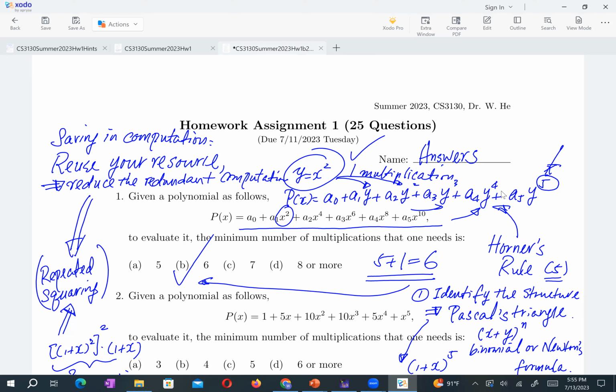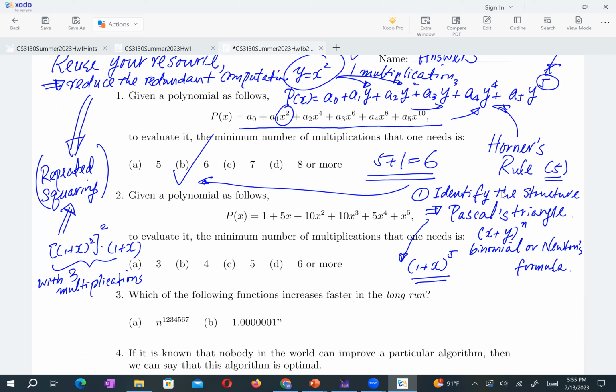Question. The way I did it was 1 plus x plus 4. It's equivalent. It doesn't matter. Here, just treat it as a compact form. You didn't use the second square, right? You just used another multiplication. That's perfect. No problem.